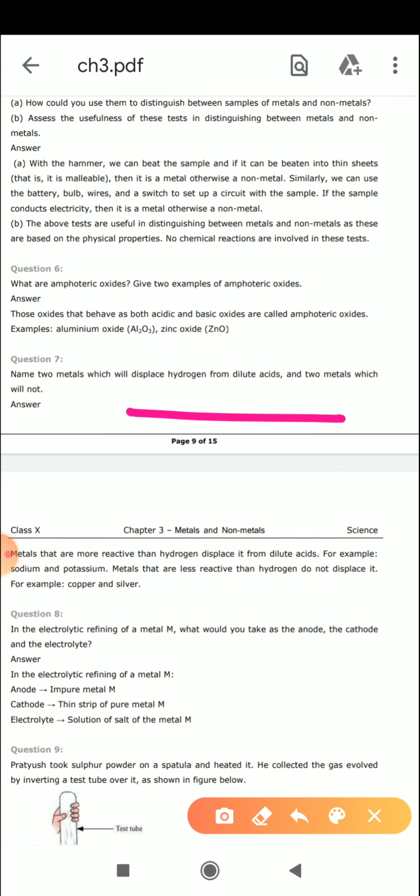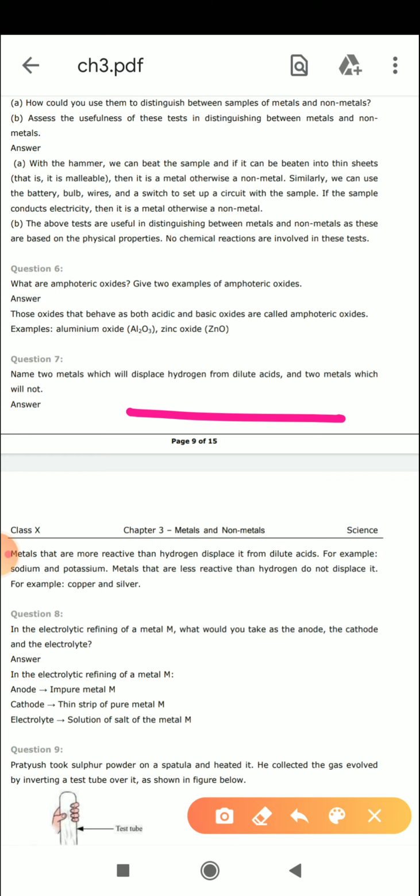So you can write any two examples, like zinc, aluminum, or iron. There are a lot of examples, and you can choose any two. Below hydrogen there are very few, like copper, silver, gold, platinum, and mercury. These are the metals which are below hydrogen, so they cannot displace hydrogen. You can choose any two of them. Come to the next question.